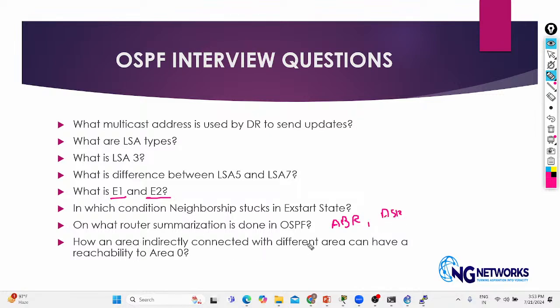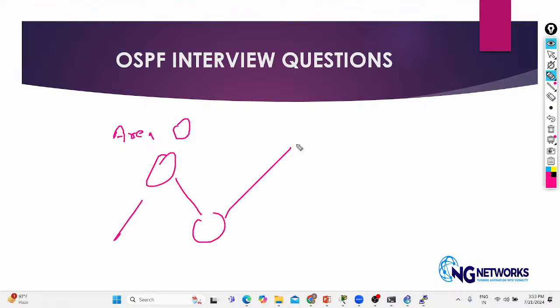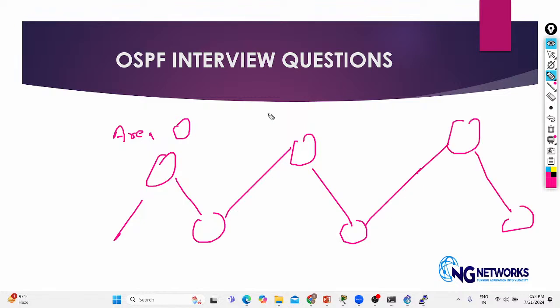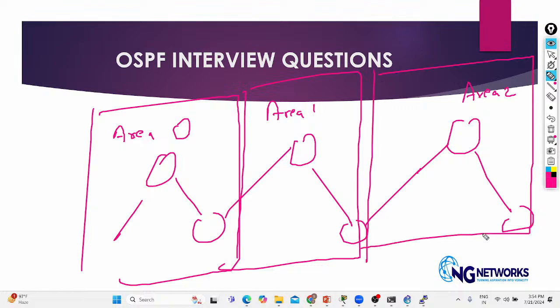How can an area indirectly connected to a different area have reachability to area 0? This is a good concept. Let me explain what this statement means. By default, there is a prerequisite that all areas must be connected to area 0. But suppose area 0 is here, area 1 is here, and there is one more area, area 2. It is connected to area 1 and not to area 0. So area 2 won't be able to communicate with area 0.